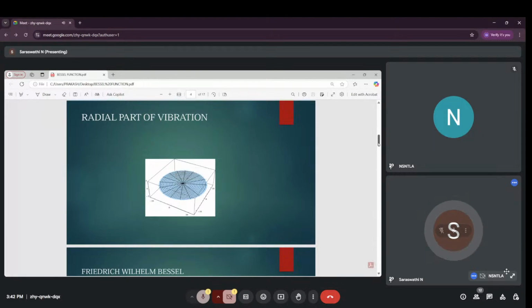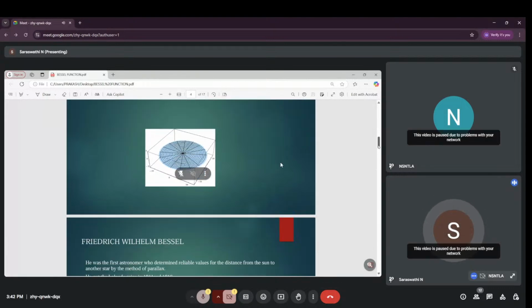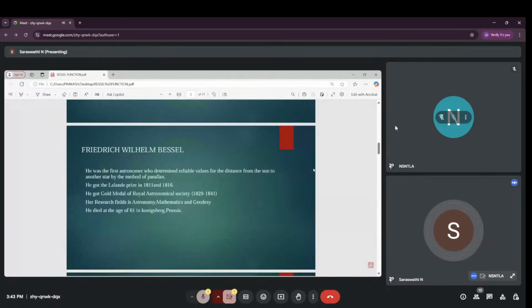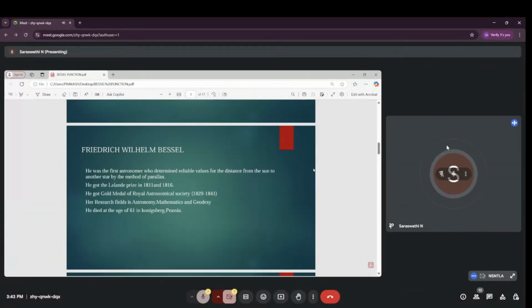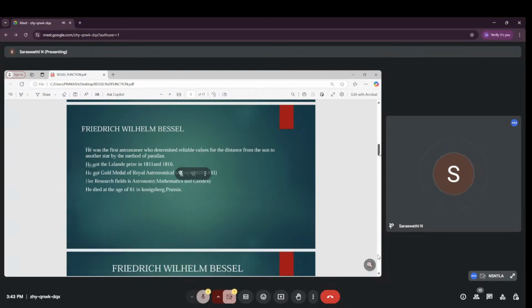Next one is Friedrich Wilhelm Bessel. He was the first astronomer who determined reliable values for the distance from the sun to another star by the method of parallax. He got the Lalande Prize in 1811 and 1816. He got the gold medal of the Royal Astronomical Society in 1829 to 1841. His research fields were astronomy, mathematics, and geodesy. He died at the age of 61 in Prussia.